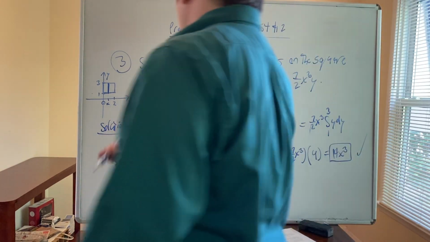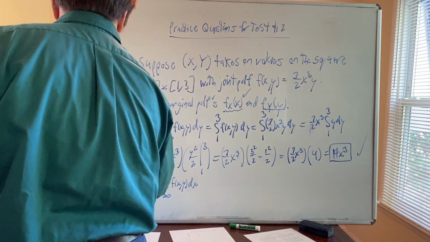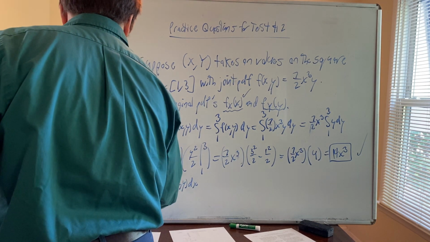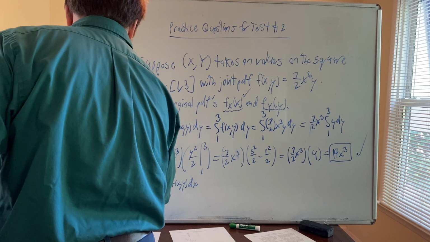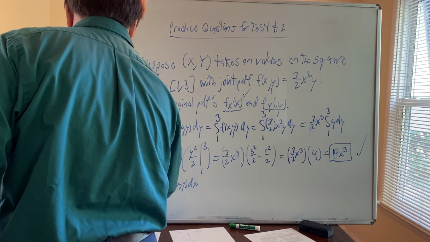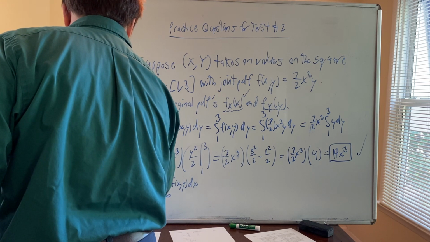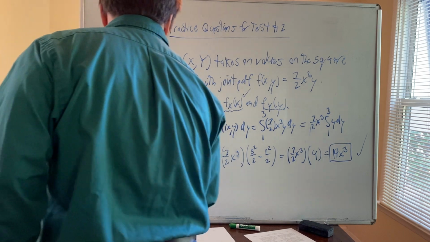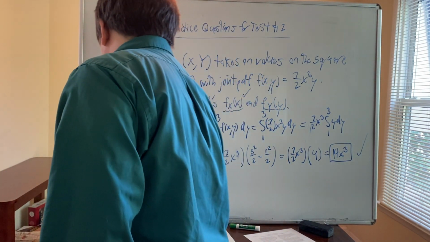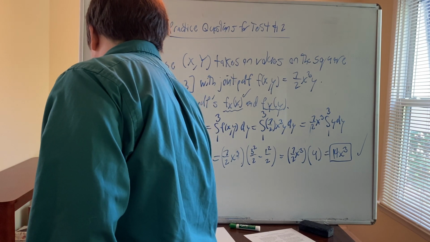Now if we look at this picture again, we're going to go from x from 0 to 2, y from 1 to 3. That's still the square. But now we're going to fix y, and we're going to integrate over these values of y.